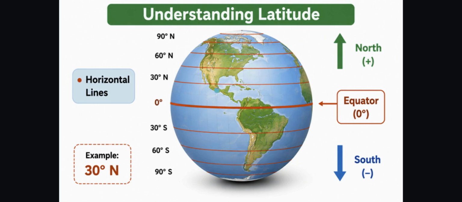Any location above the equator has north latitude, and any location below the equator has a south latitude. The farther a place is from the equator, the larger the latitude number becomes. As you look at the map, notice that all latitude lines stay parallel to one another and never cross. They're all parallel. They never cross.